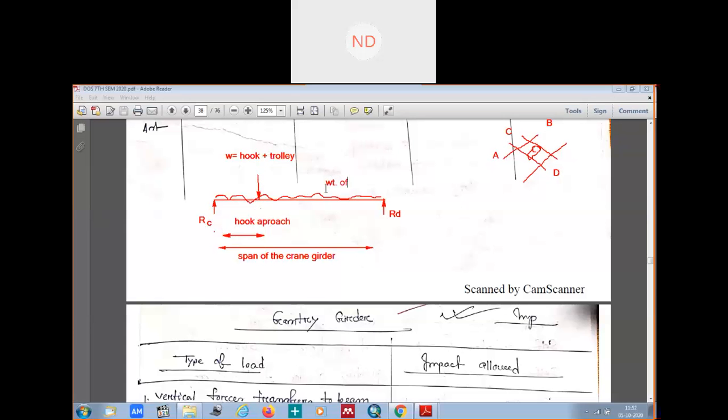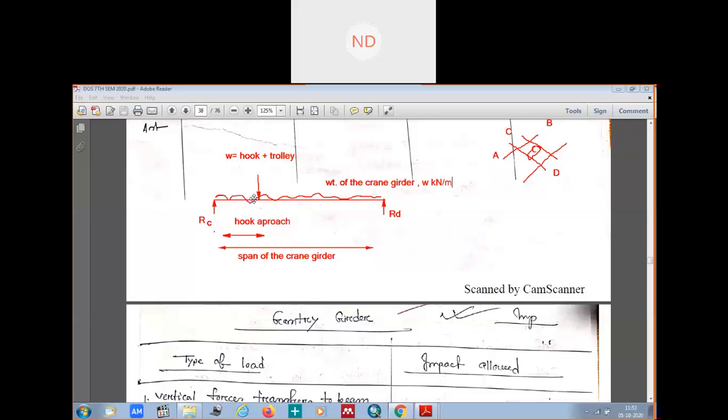And this UDL is how much? This is the weight of the crane girder, which you can say is W kilonewton per meter. This is the load. So what we came to know is that we have to know where the maximum load is acting, and it is acting here at the minimum hook approach, at the end here. The hook approach will be given to you in your question. So at this hook approach you will have your maximum load. Maximum wheel loads are going to be here. So you now know the position of your maximum wheel load.